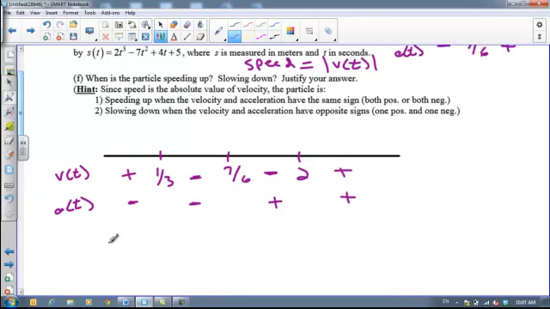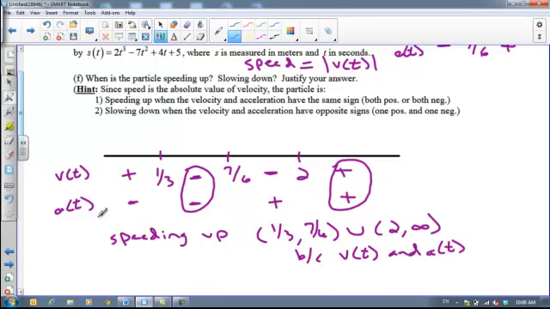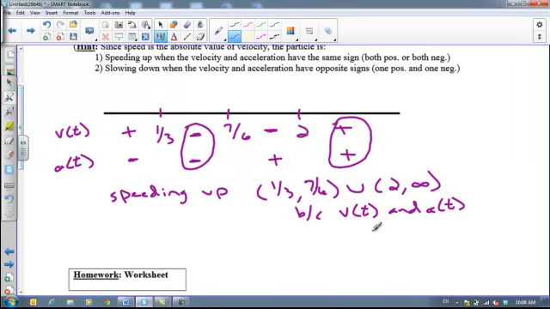So my answer to this question is we are going to be speeding up whenever we have the same sign for velocity and acceleration. That's speeding up. And then when we have opposite signs, that's when we're going to be slowing down. So we're going to be speeding up on the interval from 1/3 to 7/6, also from 2 to infinity, because velocity and acceleration have the same sign. They're either both positive or both negative.